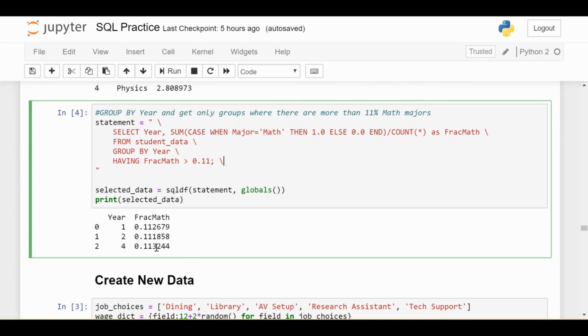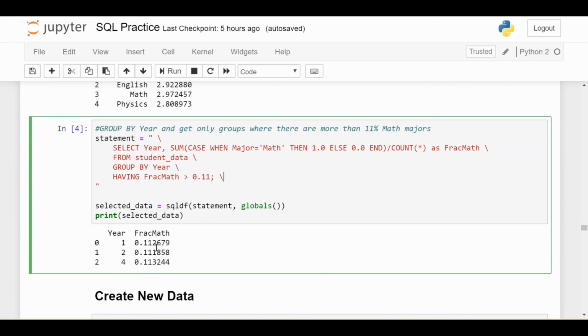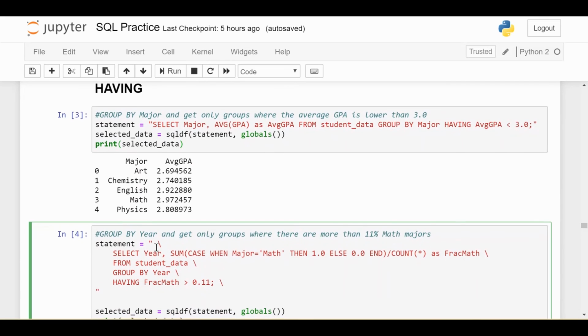So that's how you use the having statement in SQL. All right, so next time we'll be looking at some joins.